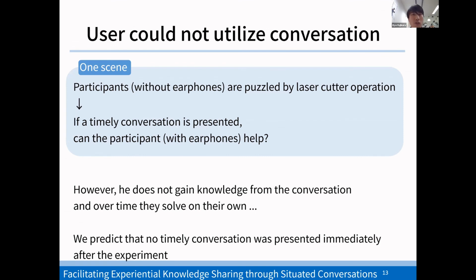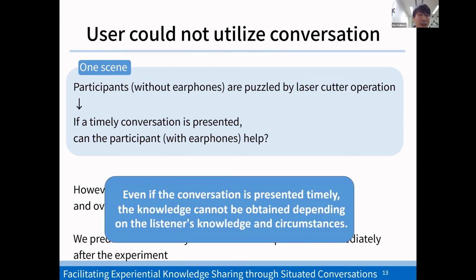We explain an example where participants were unable to gain knowledge despite the presentation of a timely conversation. One participant is puzzled by laser cutter operation. Therefore, if a timely conversation is presented, can the participant be helped? However, he does not gain knowledge from the conversation, and over time they solve it on their own. Then we thought that good conversations were not presented. However, when we checked the experiment log after the experiment, a conversation with useful knowledge had been presented. So even where a conversation was presented in a timely manner, an example where the user did not gain knowledge could be observed.